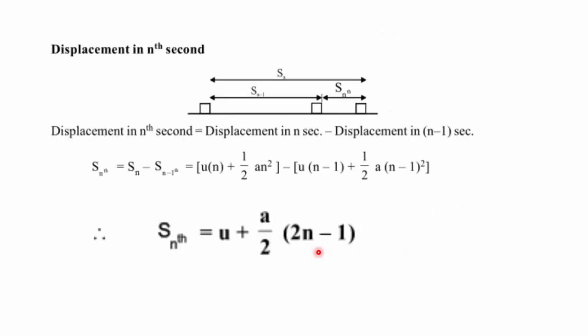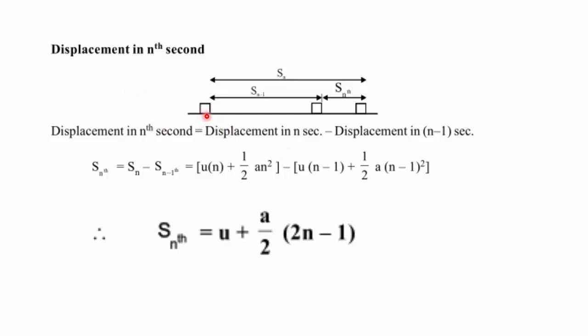So primarily we have three equations: v equal to u plus at, s is equal to ut plus half at square, and v square minus u square equal to 2as. Now from the second equation, s is equal to ut plus half at square, we can calculate the displacement of a particle in the nth second.